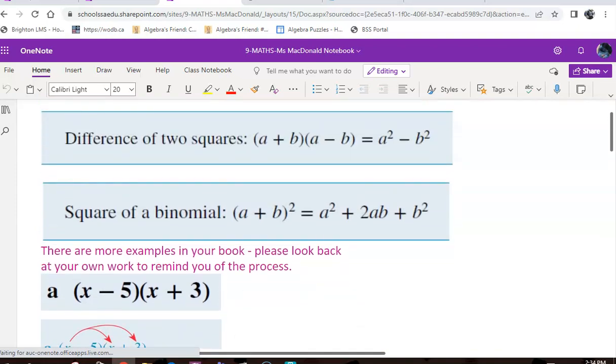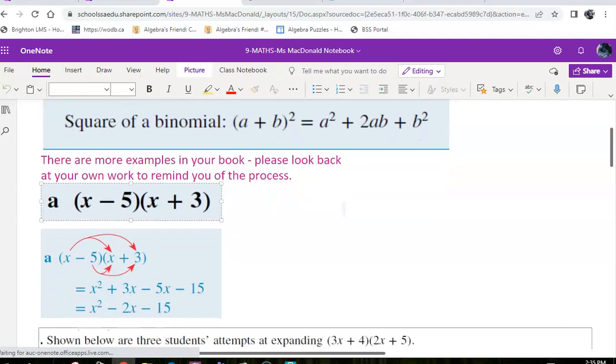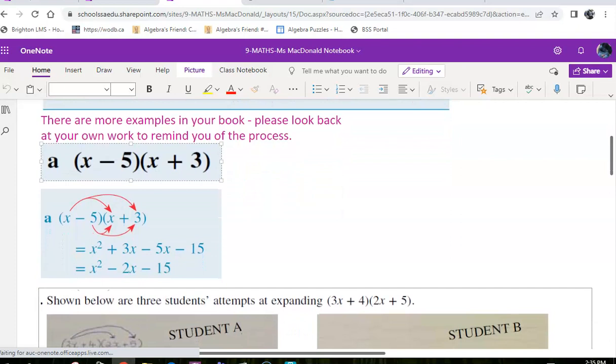If we remembered them, fantastic. If we didn't remember them, not a huge deal because we could still expand using the FOIL method, right? And if you forget, then you must start making use of your workbook to go back and refresh your memory.